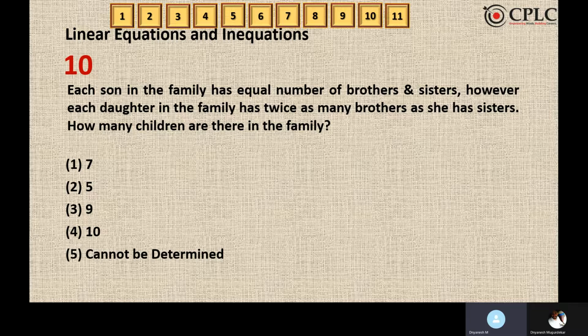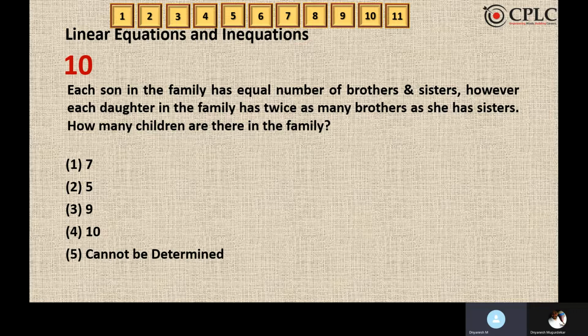And the second part is the condition with which we are going to play trial and error. Each daughter in the family has twice as many brothers as she has sisters. So for every daughter, how many sisters she has, double of that brothers she should have. And how many children are there in the family?